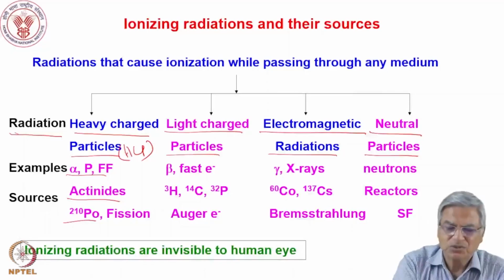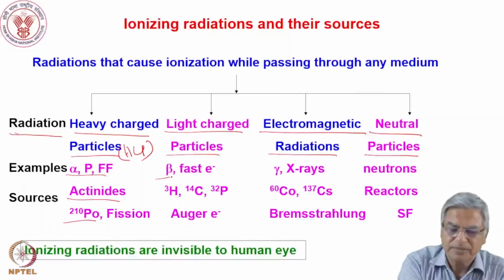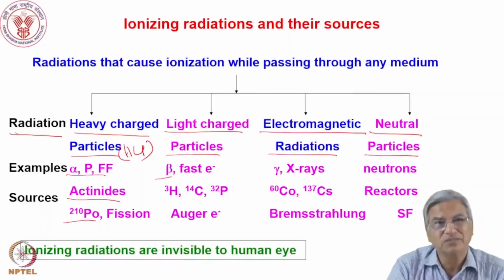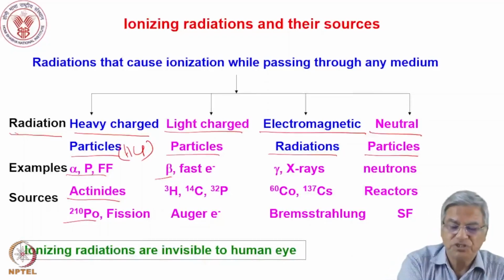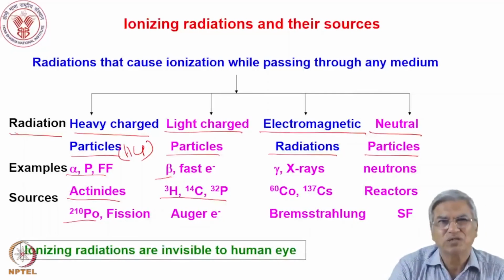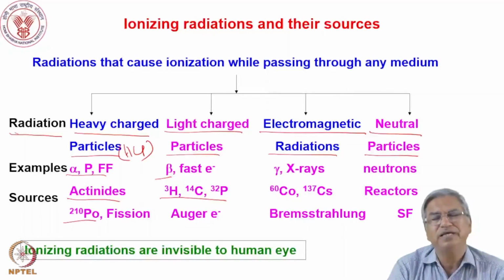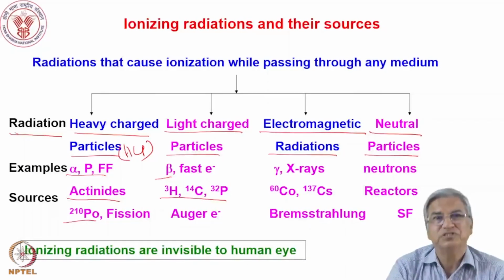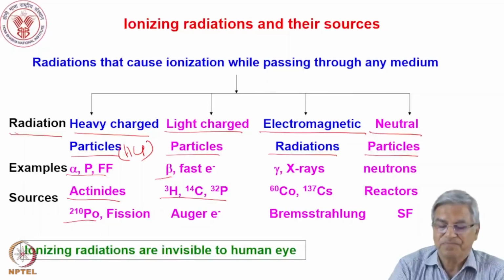Among the beta particles, we have beta plus and beta minus. We can have electrons from an accelerator. Tritium, carbon-14, phosphorus-32 are all beta emitters. They emit beta minus. And in internal conversion or electron capture types of decay, you can have emission of Auger electrons. They are relatively low in energy, but they have energy more than the ionization energy of different materials.